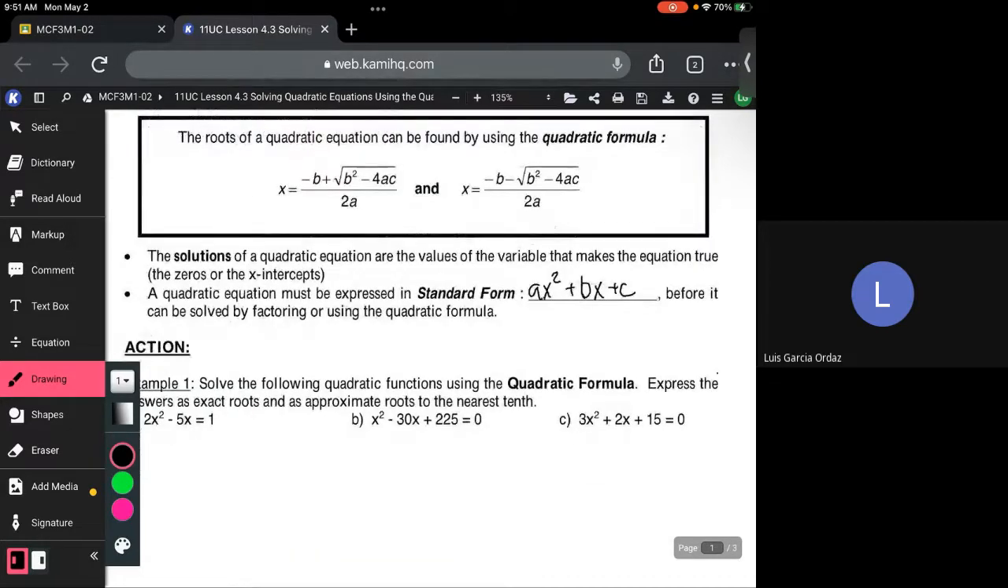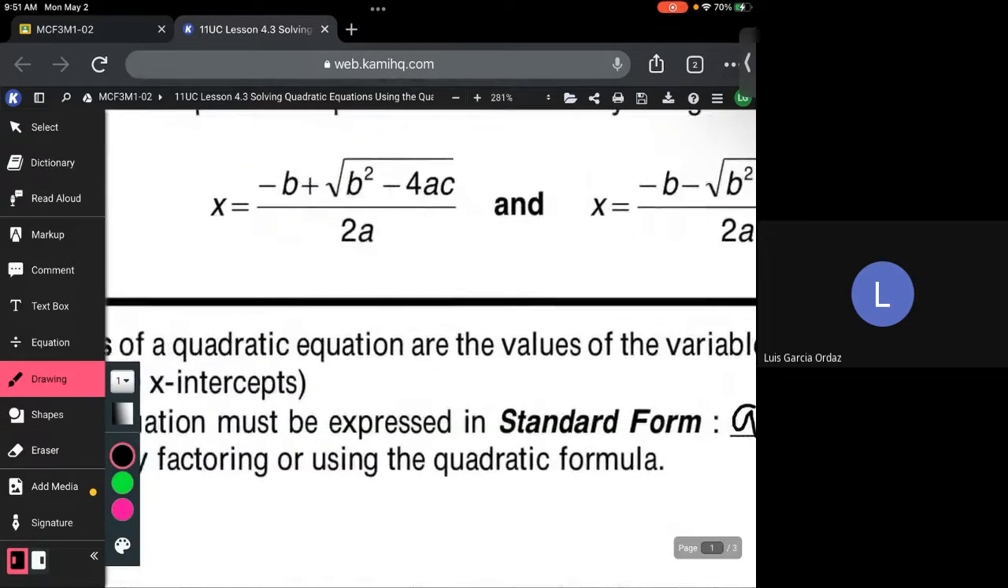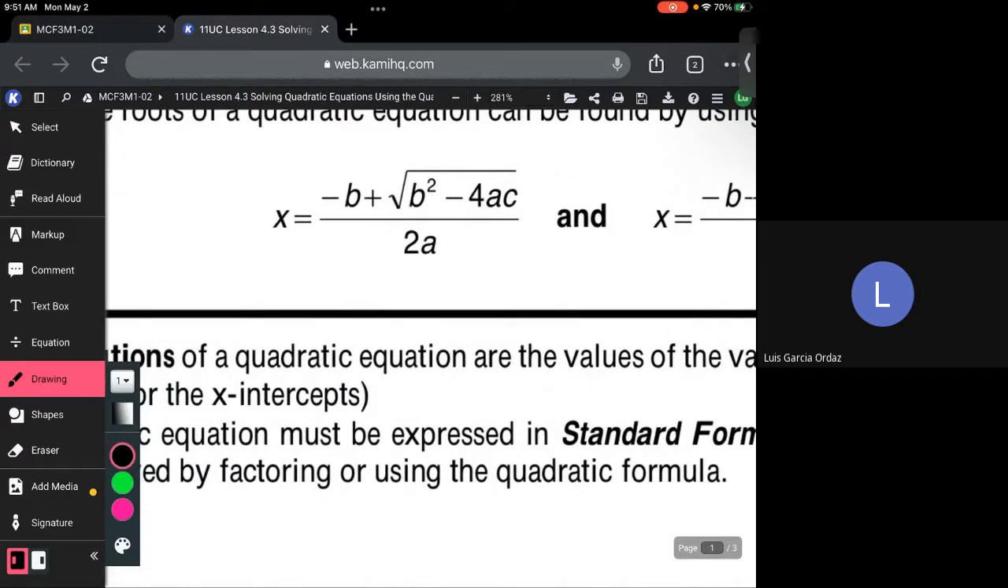So the quadratic formula is just x is equal to negative b plus or minus the square root of b squared minus 4ac, over 2a. You don't have to memorize it. I'll give it to you. I just know it because I've said it like 1,000 times already, so it just comes naturally.